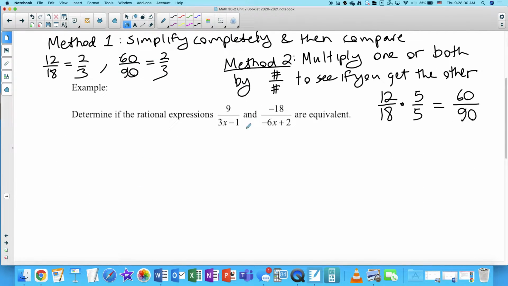Okay, so having said that, is there anything that we can simplify in this first rational expression? No, because 3x minus 1 is factored. There's nothing I can factor out of that. If that's factored and I don't have that identical factor in the numerator, that's it. I'm done. So this one is fully simplified.